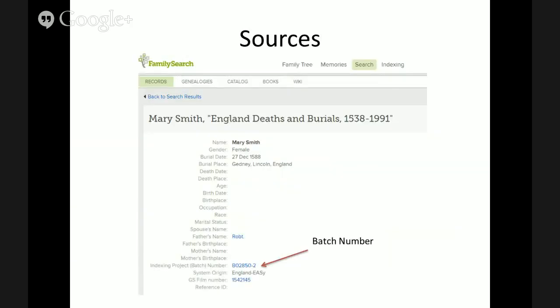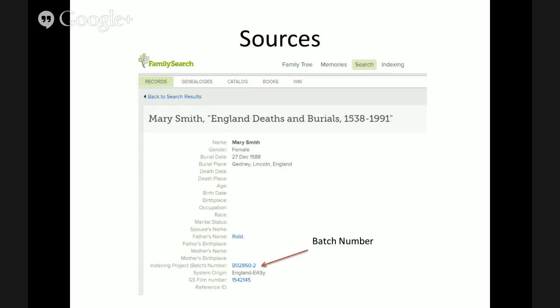So I will click on one of them and get this. Mary Smith, female. The important thing is, if you look there, it says indexing project batch number B02850-2. That's the batch number we want, not the GS film number below. It's got to say batch. And sometimes you'll run across a record that doesn't have it. If there's nothing that says batch, then that's not a good record. That's something else.